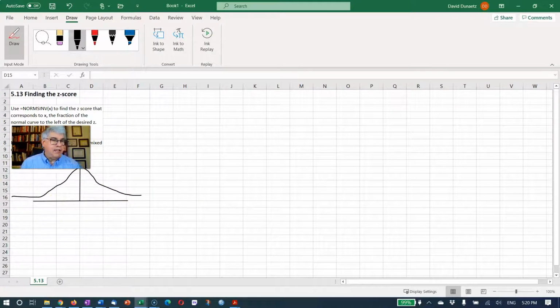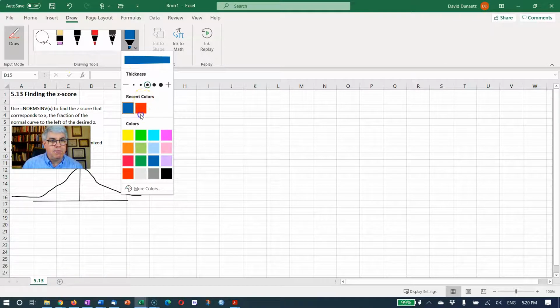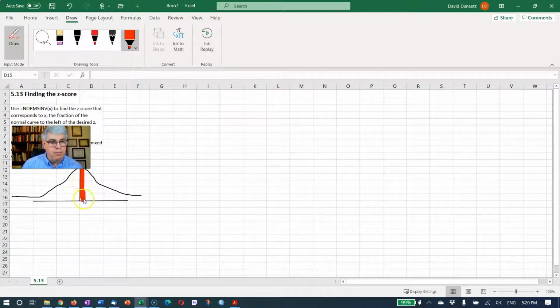Okay, and now we want to color in what we're looking at. It says that we're given some percentages that lie above, or we're looking for a z that has, first of all, 50% of the scores above it. So what is 50% above? That's going to be halfway. So I am going to draw the 50% above will be this area. This will be the area above.